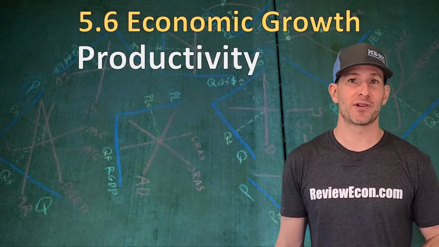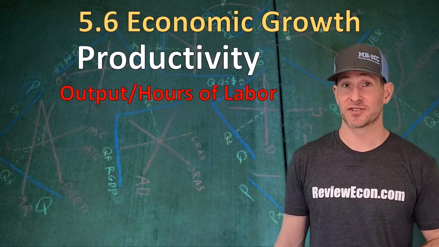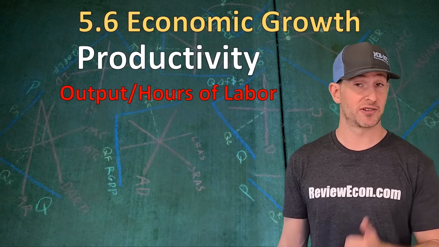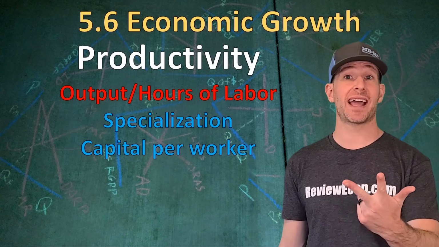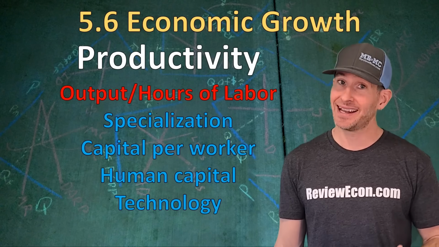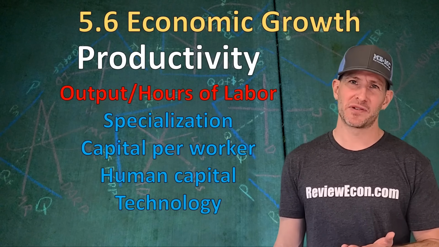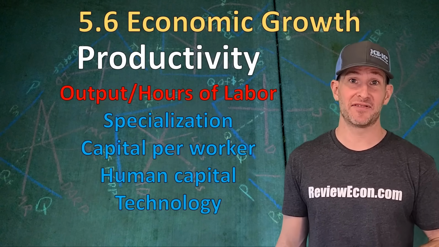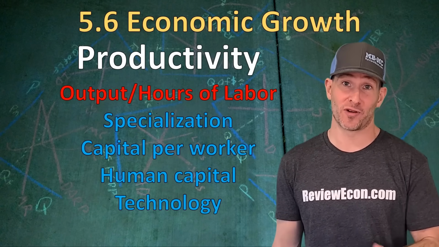When it comes to measuring productivity, we have a formula that you need to know: output divided by the hours of labor. There are lots of things that can impact the productivity of an economy's workers: specialization, the amount of capital per worker, human capital, that's the skills and knowledge of those workers, and technology. Any of those is going to increase the amount of output per worker hour. Just make sure you understand that an increase in the labor force doesn't actually increase productivity because you are now dividing a greater amount of output by a greater number of worker hours.